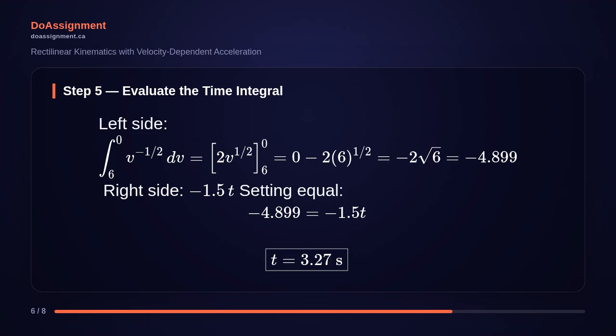Evaluating the left integral gives 2 times the square root of v from 6 to 0. At v equals 0, the term is 0, and at v equals 6, we get 2 times the square root of 6, which is approximately 4.899. Setting this equal to negative 1.5 t and solving gives t equals 3.27 seconds.